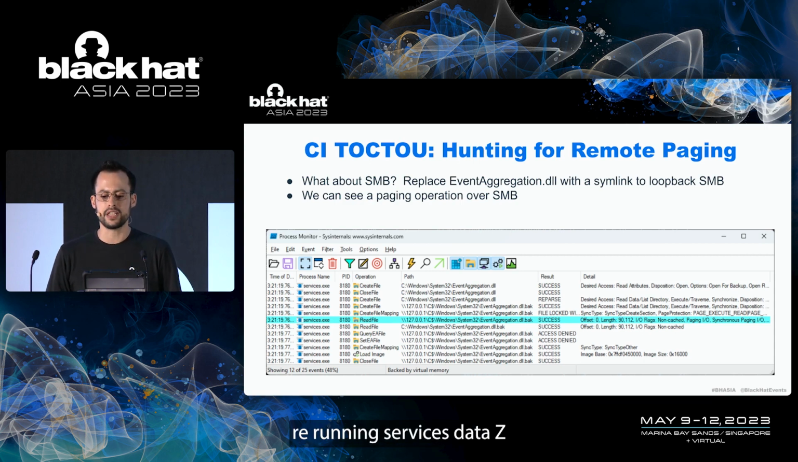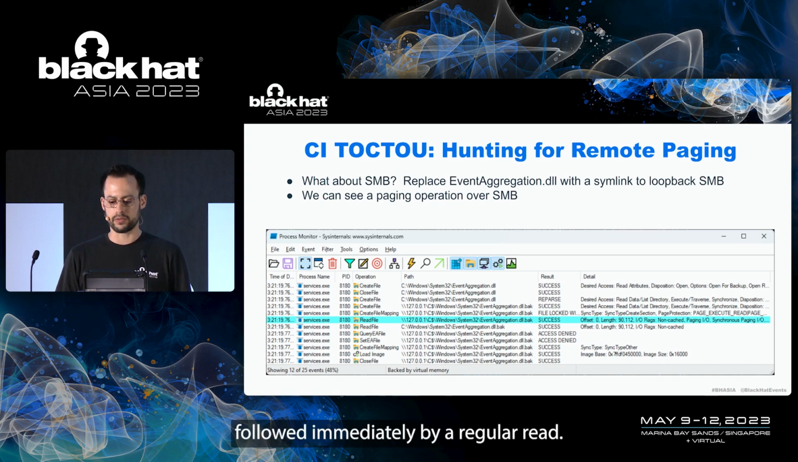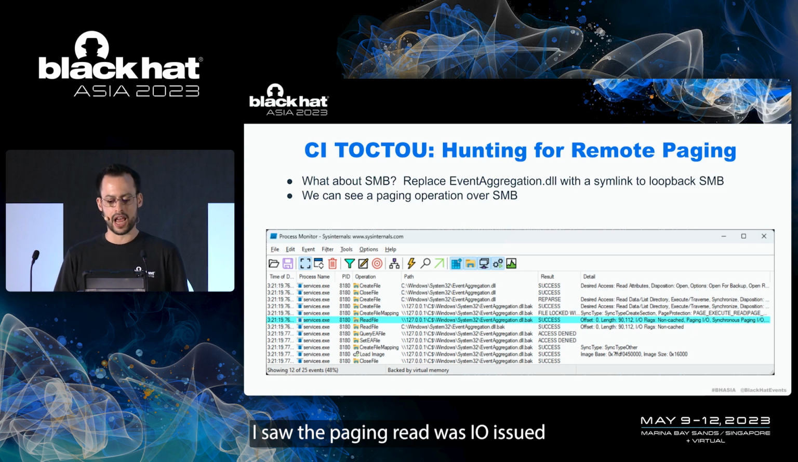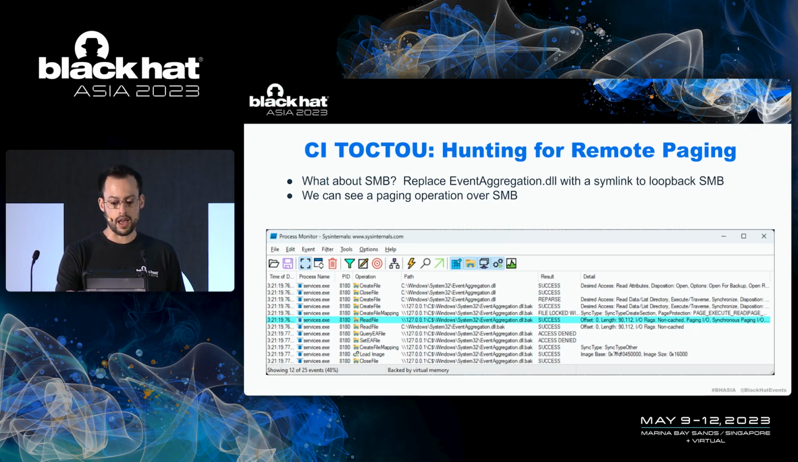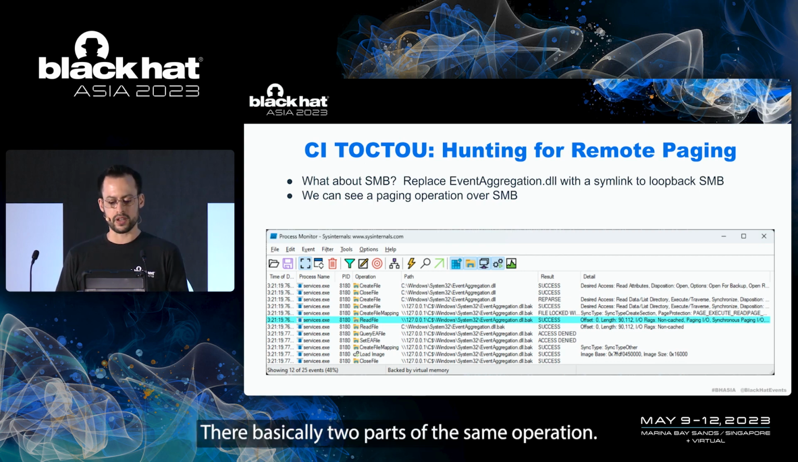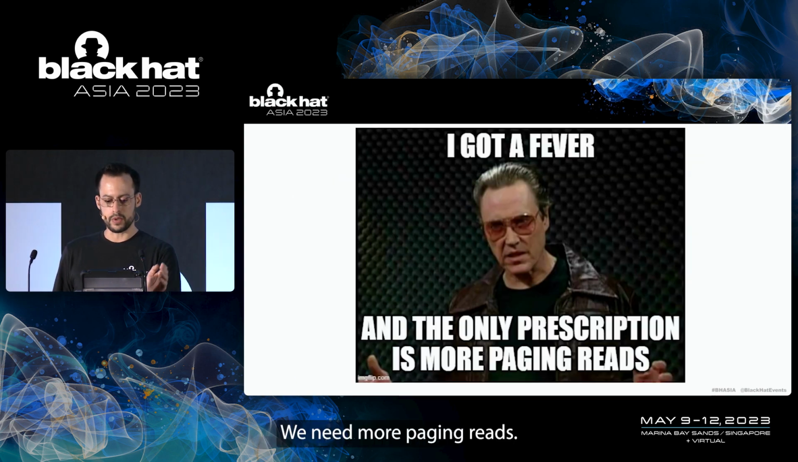Rerunning services.exe, we can see a paging read, which I highlighted here in blue, followed immediately by a regular read. When I dug into the stacks for these two operations, I saw the paging read was I/O issued by the memory manager to the network redirector, SMB, which then issued a regular read to the local file system. They're basically two parts of the same operation. So it's a start, but it's not enough. We need more paging reads.